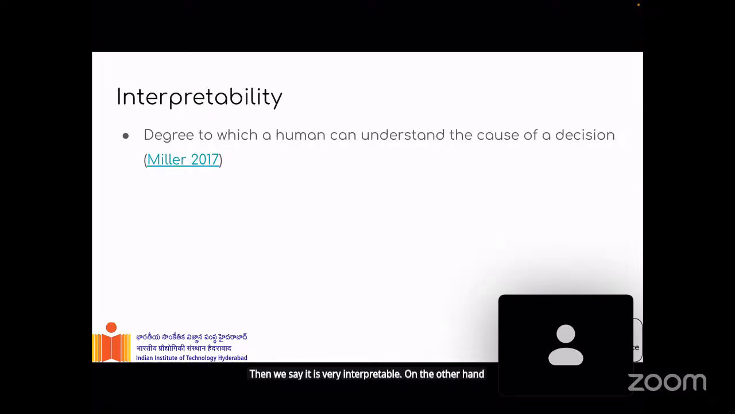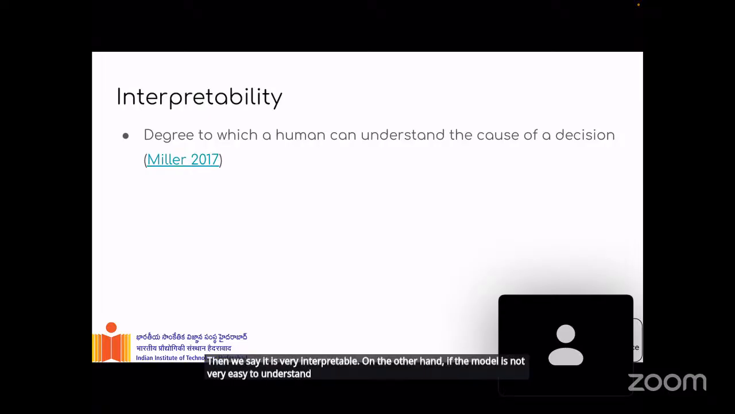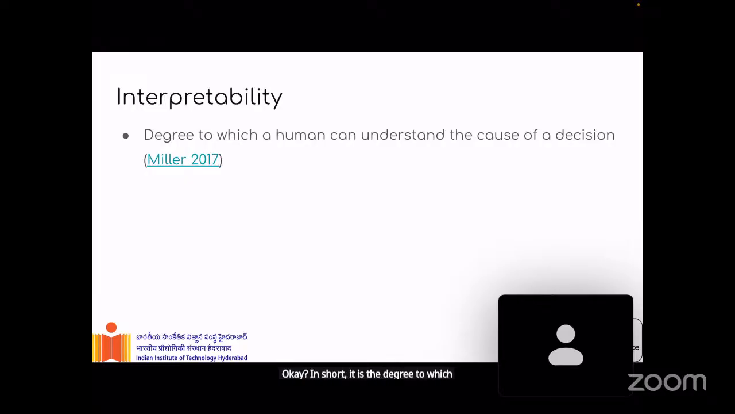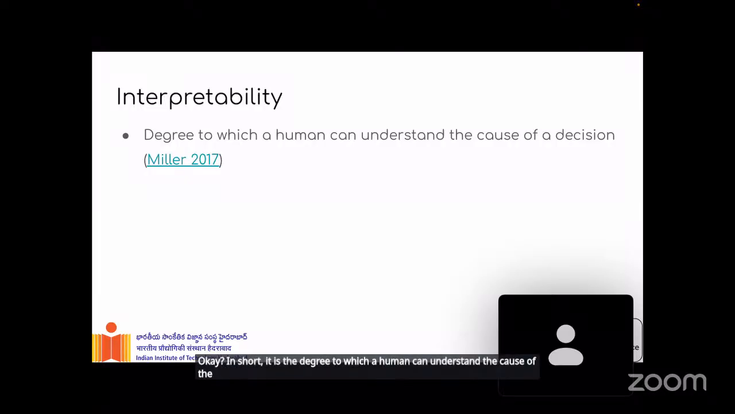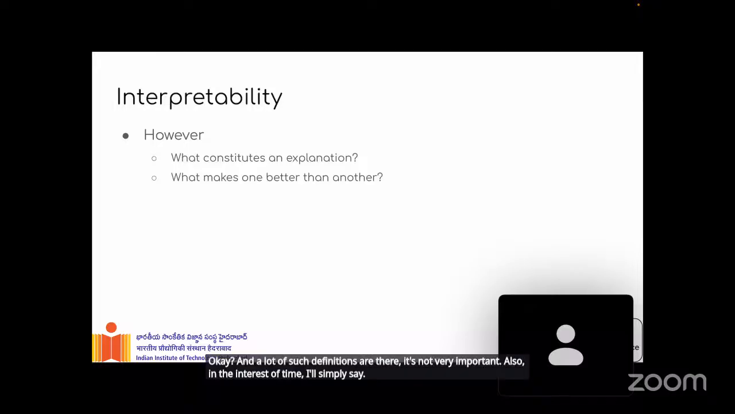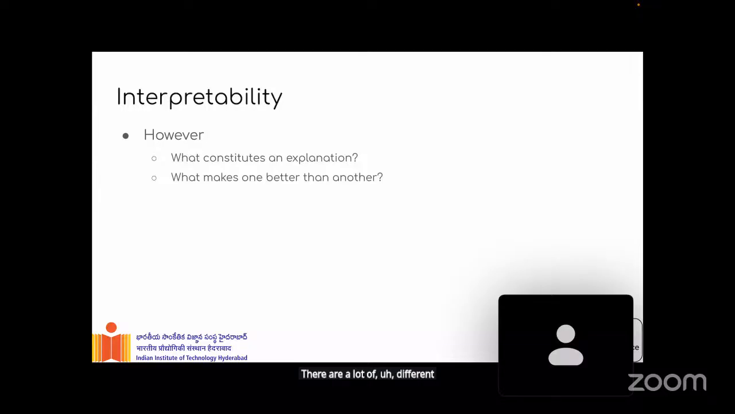On the other hand, if the model is not easy to understand the cause of a decision, and it is just acting as a black box without revealing the reason behind the decision, then we say this is not very interpretable, not very explainable. In short, it is the degree to which a human can understand the cause of the model's decision. A lot of such definitions are there. It's not very important. In the interest of time, I'll simply say there are a lot of different but related notions. But overall, if we can understand the reason behind the decision, it is more interpretable. If not, it is not very interpretable.